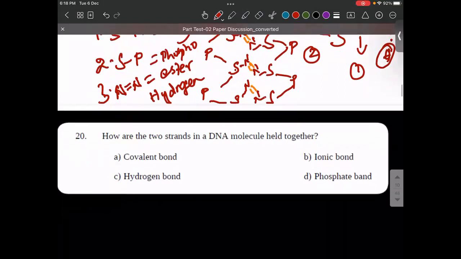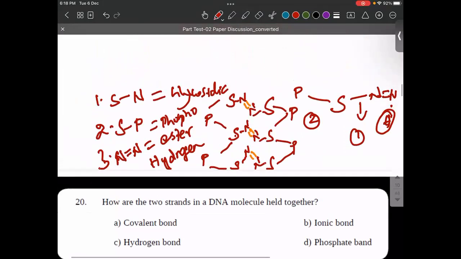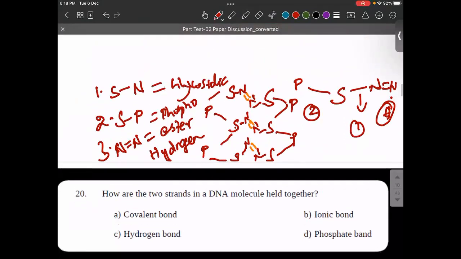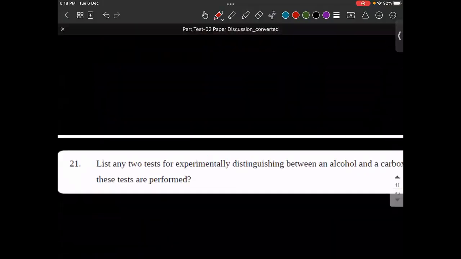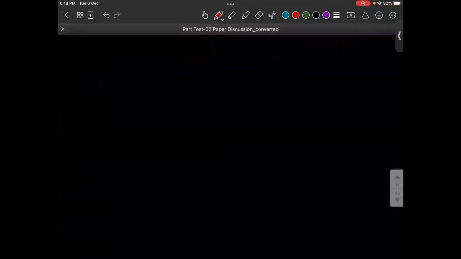So be thorough with this. There is a box in your material about the DNA structure. So this is the main thing: the kinds of bonds which make the polynucleotide chain, which make two strands of DNA. At least now you can understand. Okay. We'll go to the next section.